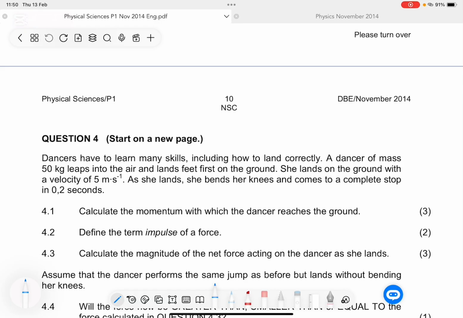Grade 12 learners, before you attempt to do this question paper, I will advise that you go to our full playlist of Momentum and Impulse. The lessons in those videos will assist you to solve any question paper that tests Momentum and Impulse with ease. We are going to look at question 4 of the November 2014 question paper.